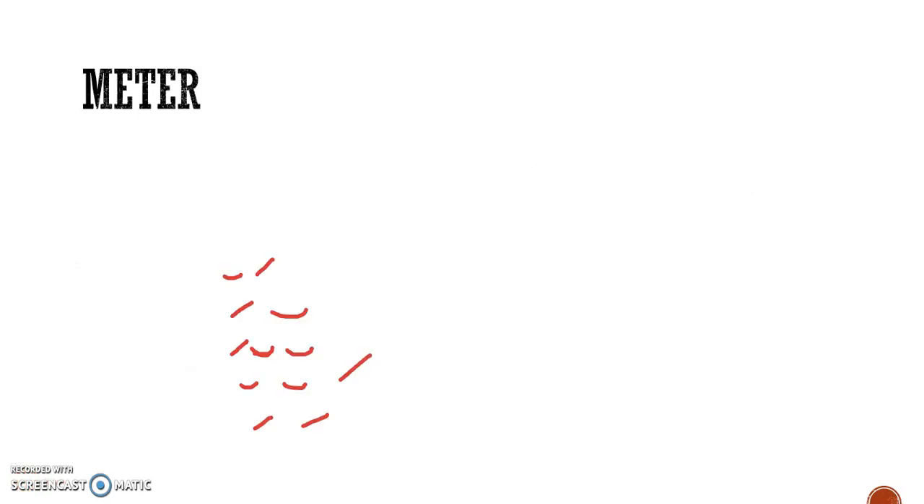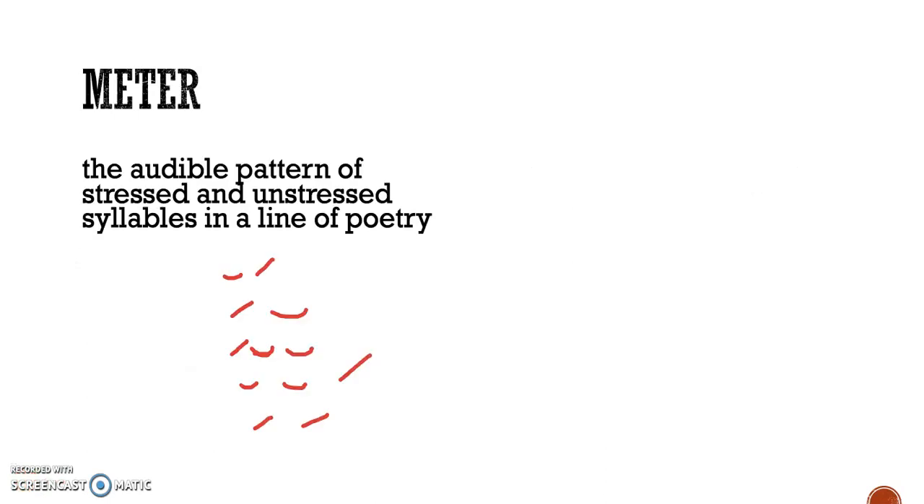Now our more technical poetic term is meter, and all these red lines will make sense in a second. But our technical definition is the audible pattern of stressed and unstressed syllables in a line of poetry. And by stressed, we just mean syllables that are said slightly more loudly, and unstressed, they're said slightly more quietly.